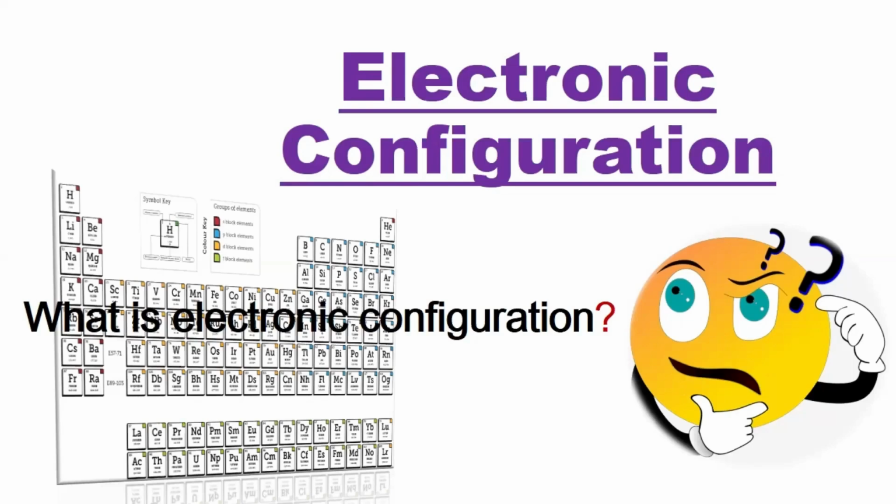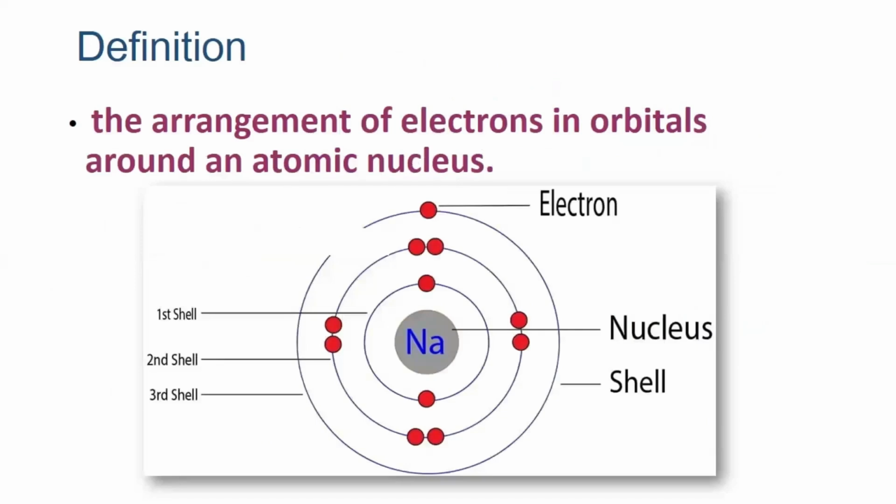In this video, we are going to talk about electronic configuration. And by the end of this video, you will have a clear understanding of how electrons arrange themselves in an atom. Let's dive in. So what is electronic configuration? Electronic configuration describes how electrons are distributed in various atomic orbitals. This arrangement determines how atoms interact in chemical reactions and bond formation.